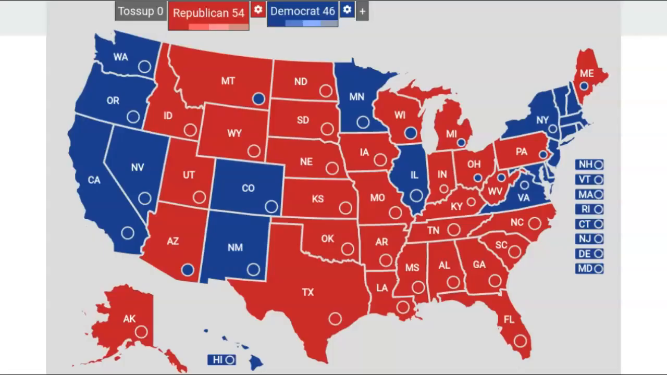Here is the current Senate map. Of course, not a lot of changes, except that Arizona and Michigan have a Republican senator. So I think those are the only changes. I could be missing something, of course.